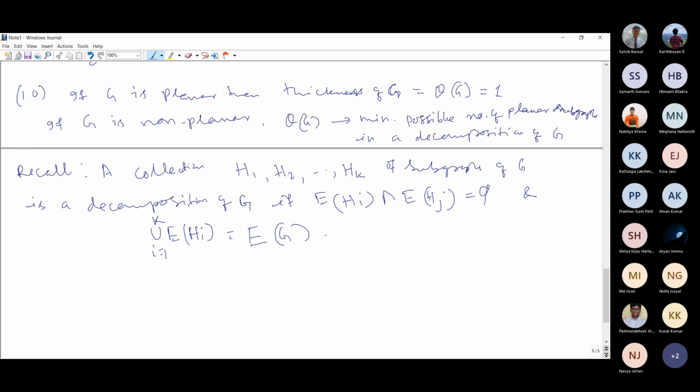Did you get it? What did I say? Okay, what will be the thickness of this K5? Thickness of K5 is equal to 2, right? It is not a planar graph anyway.